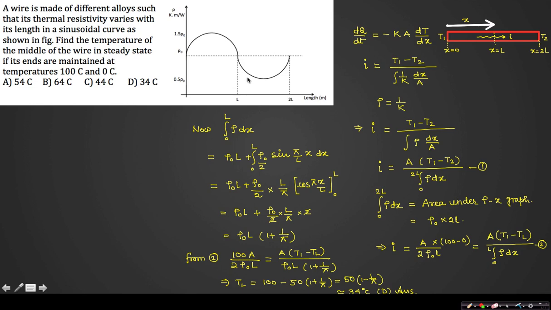Now from this graph, initially it may seem difficult to find the resistance if I have a graph of resistivity, but you can understand that the integral of rho dx is nothing but the area under this graph. The area under this graph is also very easy to calculate as it is a sine graph. Above the mean line, average rho naught, whatever area is above it, the area below is the same. So instead of having this curvy area, I can have a rectangle of this one.